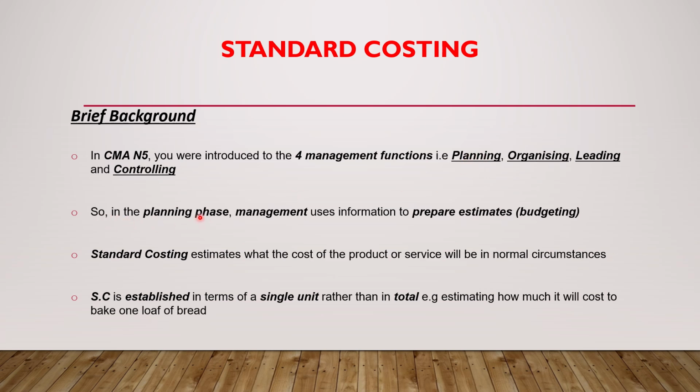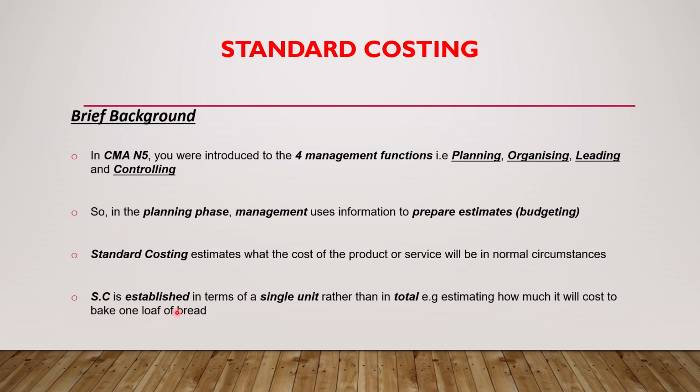So in the planning phase, management use the information to prepare budgets or estimates. All right, that's when management sits down and does a budget or estimates, and that is called the planning stage where they do standard costing. So standard costing estimates what the cost of the product will be in normal circumstances. So this is planning, all right? This is planning.